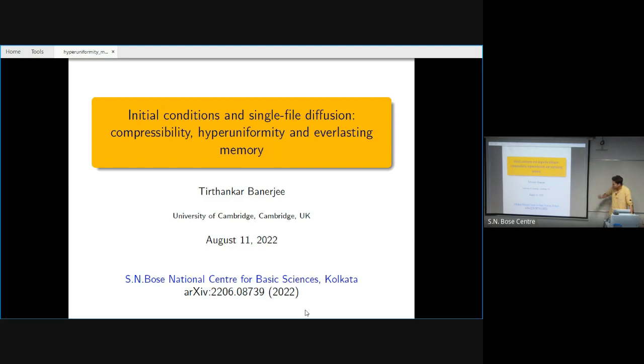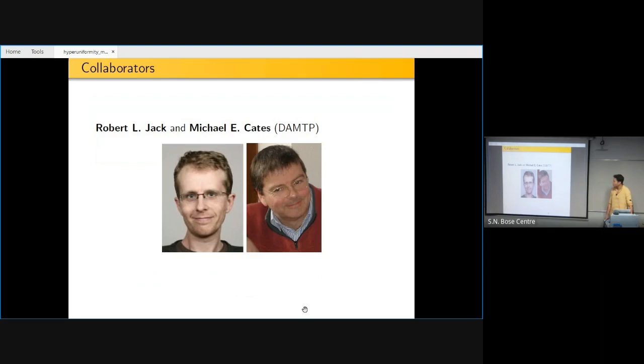So this is a very recent work that we completed a few months back in Cambridge. We'll put this up on arXiv. It talks about single file diffusion and the role that initial conditions play in determining the late time dynamical fluctuations. This was carried out in collaboration with Mike and Rob, both of whom are from the same department, where I'm a postdoc now.